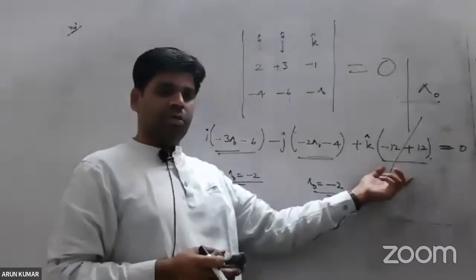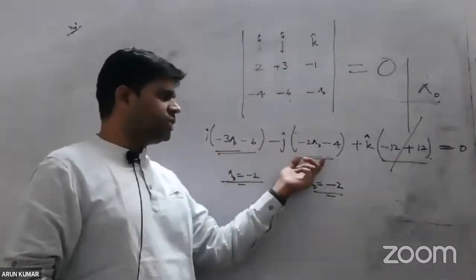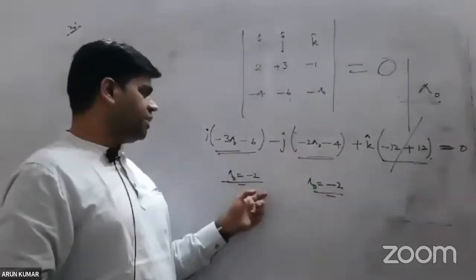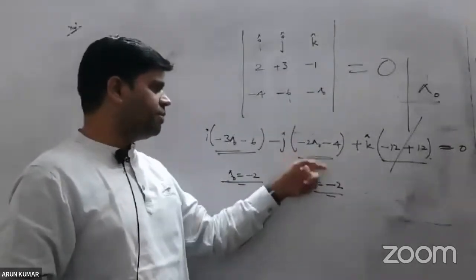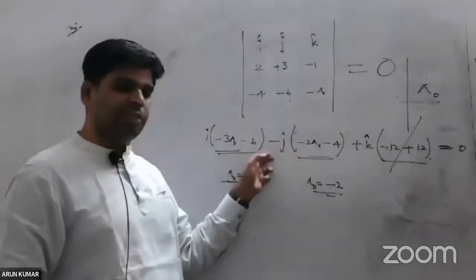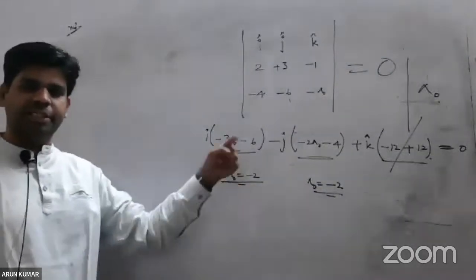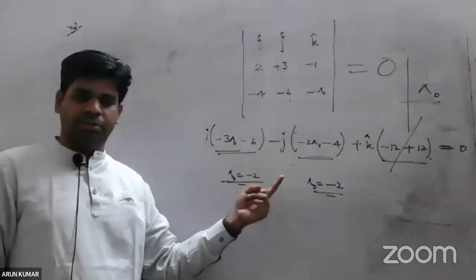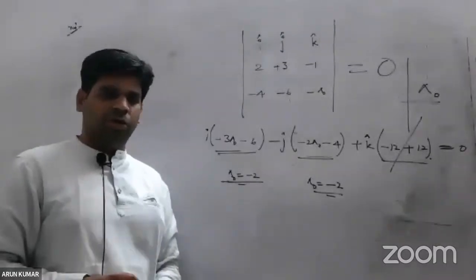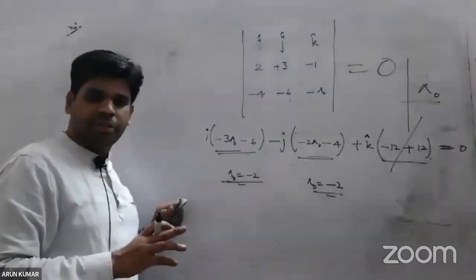K component is anyway 0. I and J also have to be 0. But if the I component is 0, J is also turning out to be 0. See, if lambda is equal to minus 2, if I substitute minus 2 here, the J component is also 0. So any of these two is sufficient, any of these two will suffice. The other is as a check. If something goes wrong, two variables will come up, meaning something went wrong.